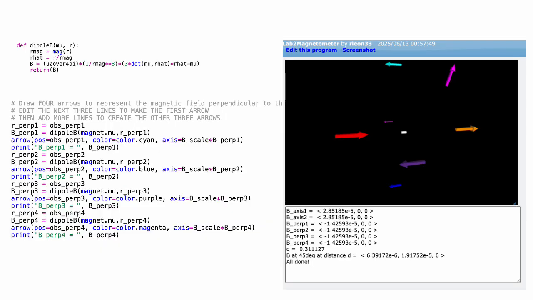Here we can see the orange and red arrow represents the on-axis, and the blue colors represent the perpendicular axis, which the arrows again are drawn here using the dipole B function. The distance for this was arbitrarily set to 0.3. We can see that the on-axis was 2.85 times 10 to the negative 5 Teslas magnetic field, which is not too far off the calculated experimental values we got from our 20 before.